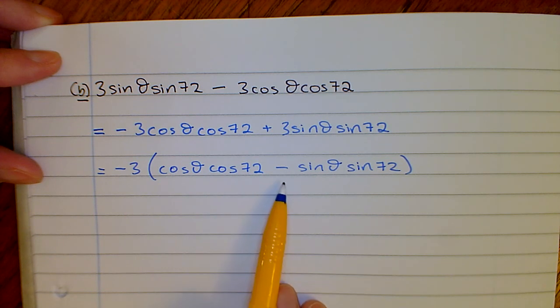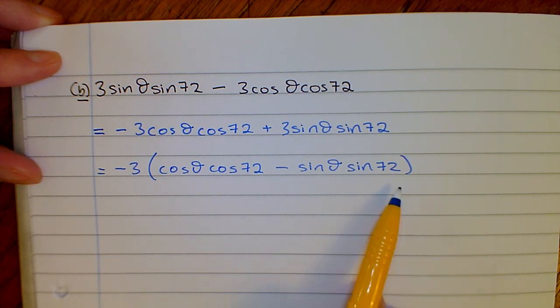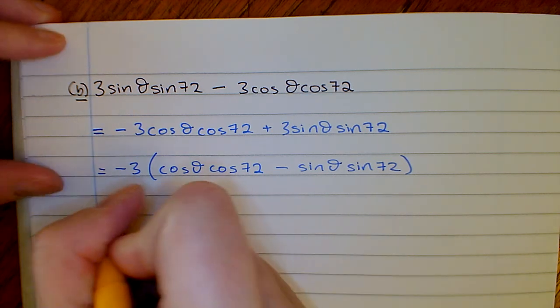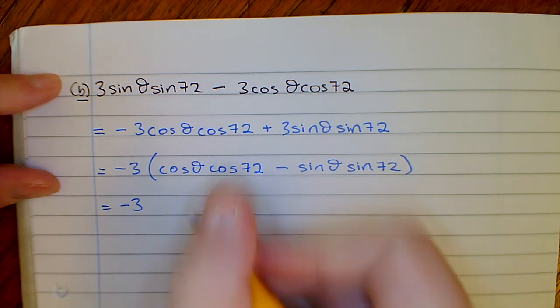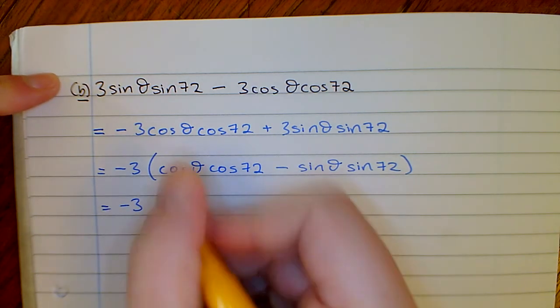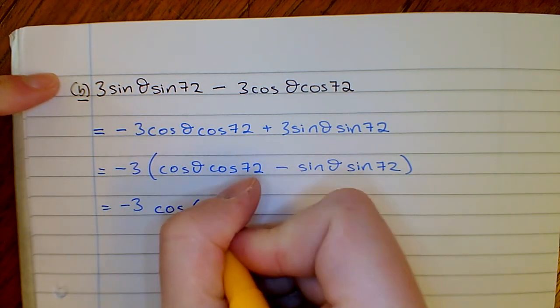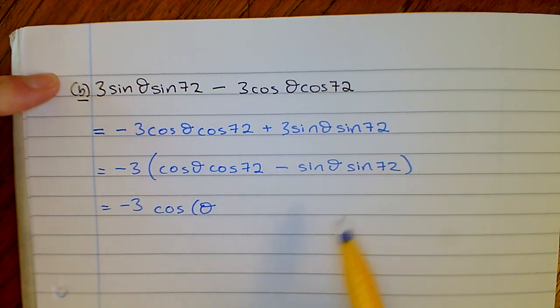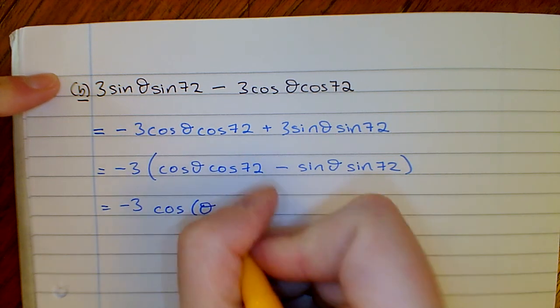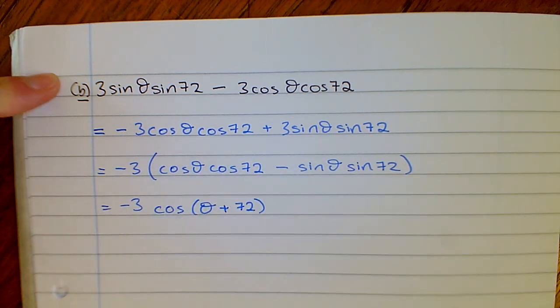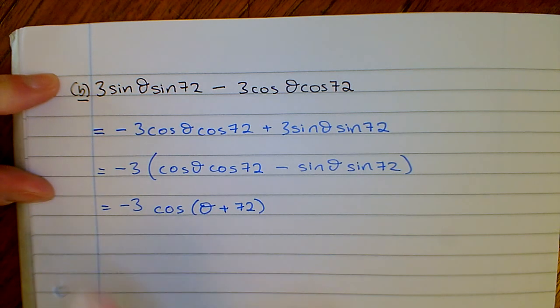And that should be in the brackets then cos theta cos 72. This becomes a minus then sine theta sine 72. So in our brackets now it's in the form cos cos sine sine. So we know it's going to be cos. Remember, with cos, it's always the opposite sign.